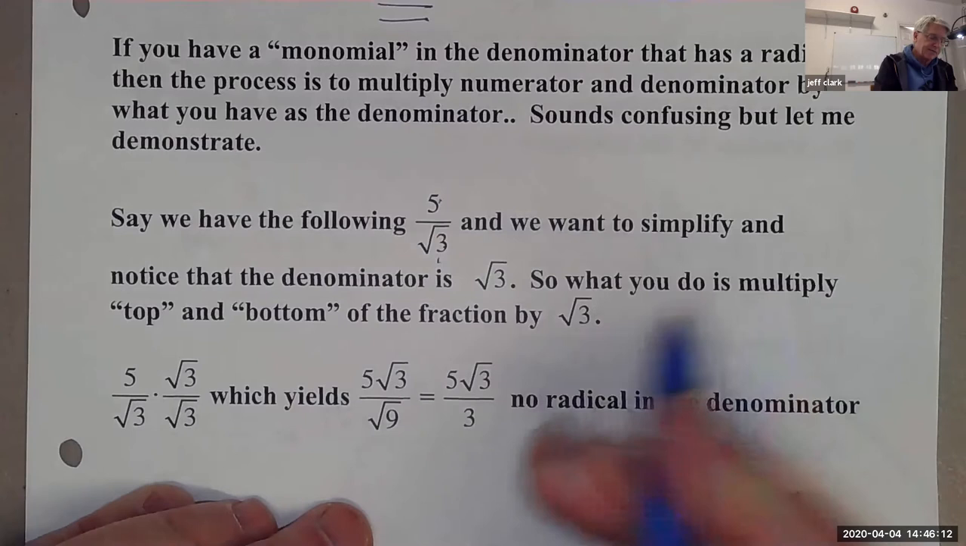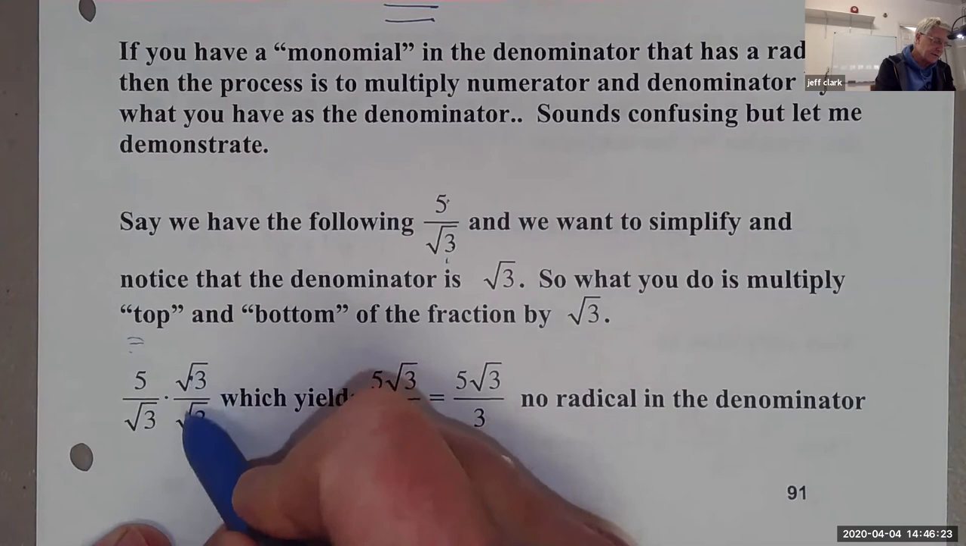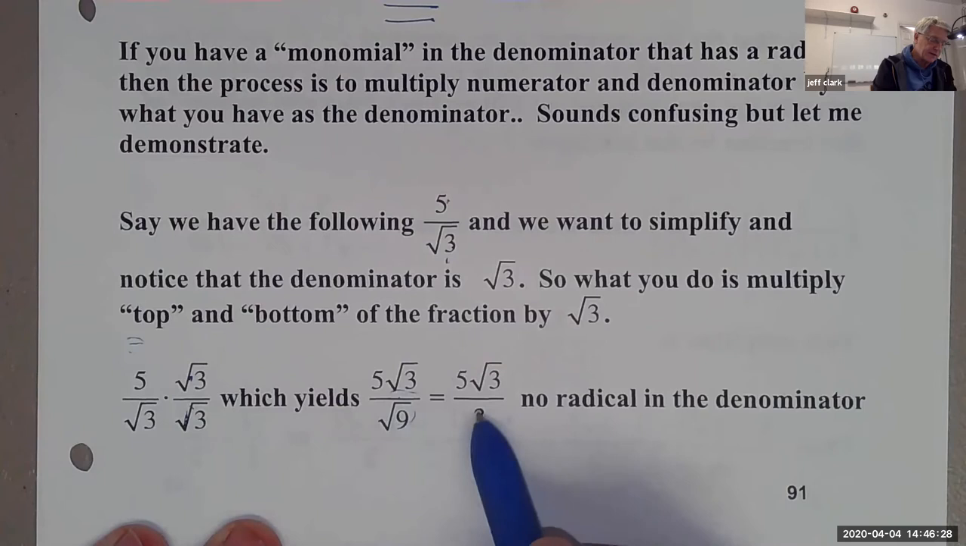You simply multiply top and bottom. Multiply top and bottom by itself. That's all I have to do. Top and bottom by itself. Because what that will do is produce a nice perfect square, namely 9 in this case. So square root of 9 is 3. And this, you push it together.